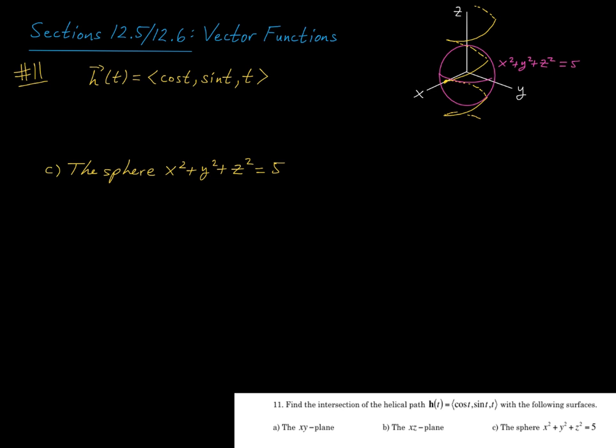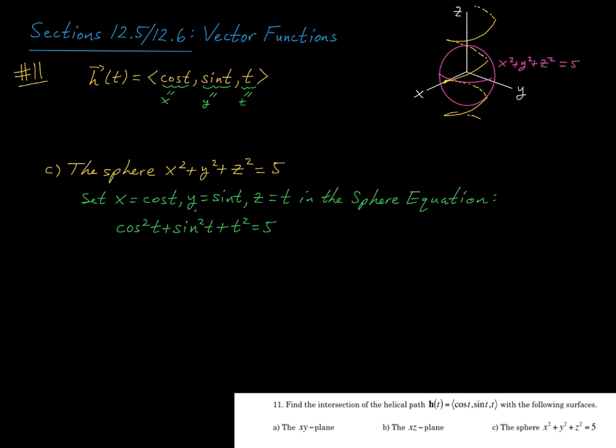So here's the idea. I'm going to set x equal to cosine t, y equal to sine t, and z equal to t. Those are just the coordinates for the corresponding points on the curve. I'm going to set those in for the sphere equation. And so that's going to give me cos squared t plus sine squared t plus t squared. That's the left-hand side of the sphere equation, now in terms of the coordinate functions for our helix. All right, so now let's solve for t.